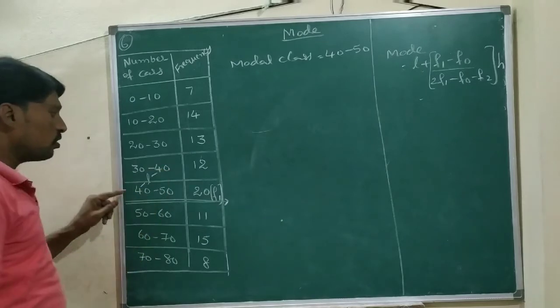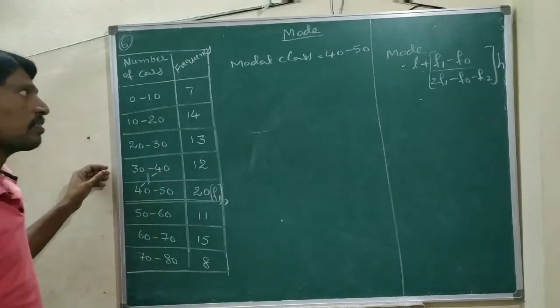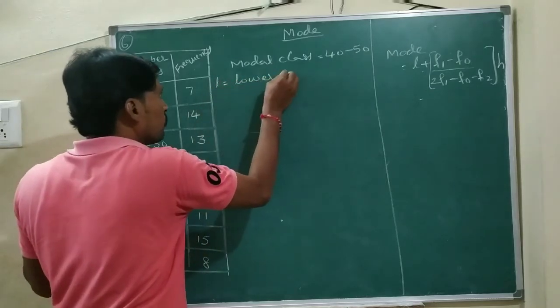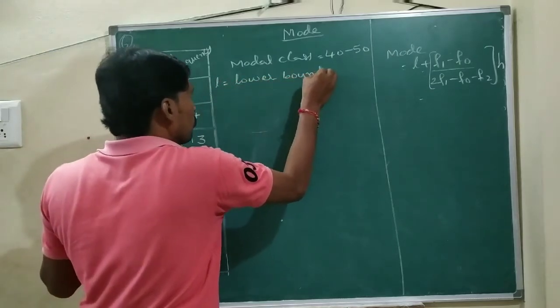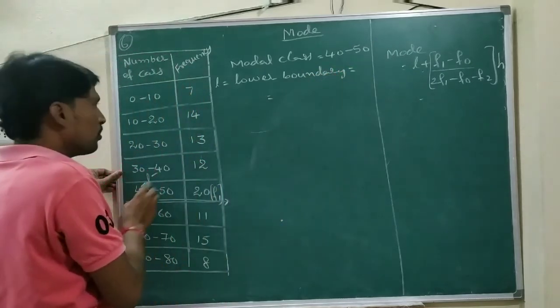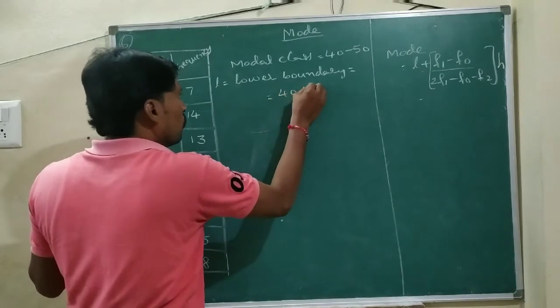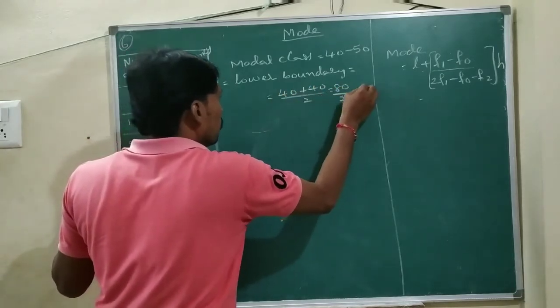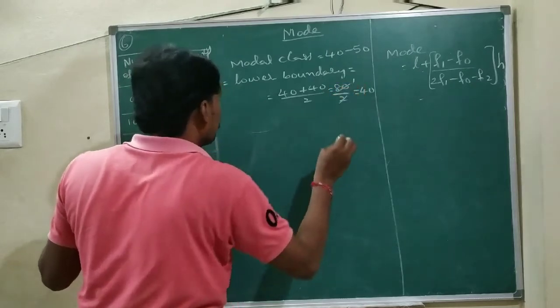Next we need to find the lower boundary. For that we take the modal class lower limit and the preceding class upper limit. So L, the lower boundary, equals 40 plus 40 by 2. 40 plus 40 is 80, by 2, which is 40.